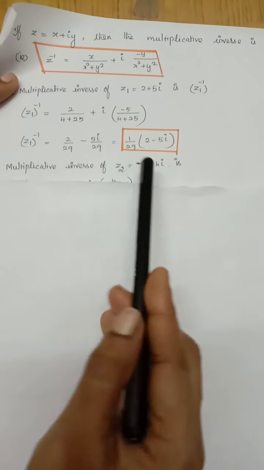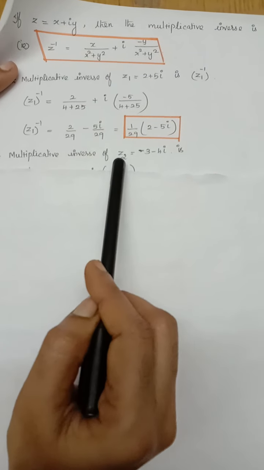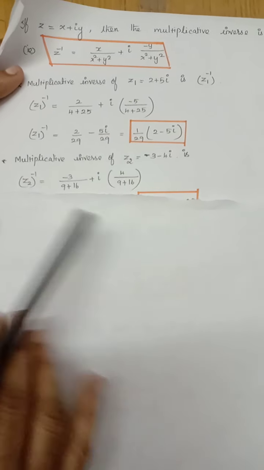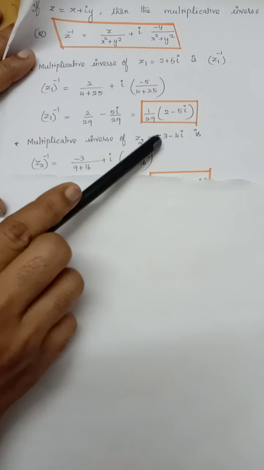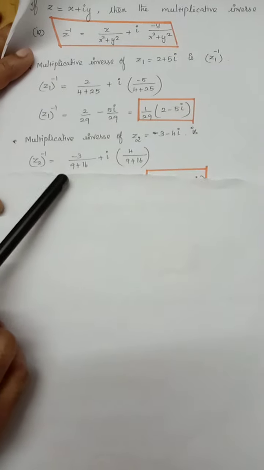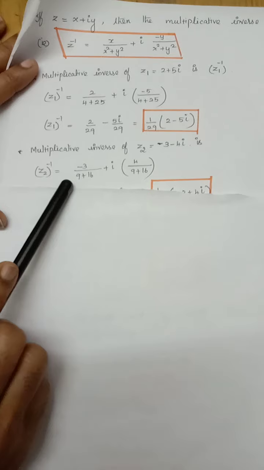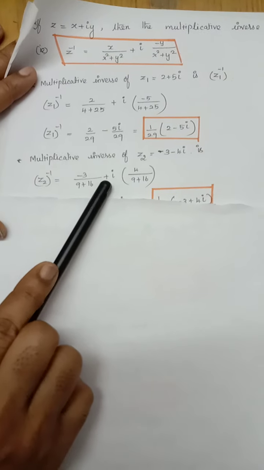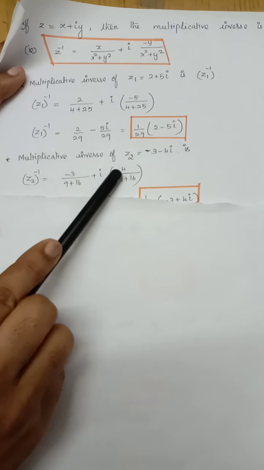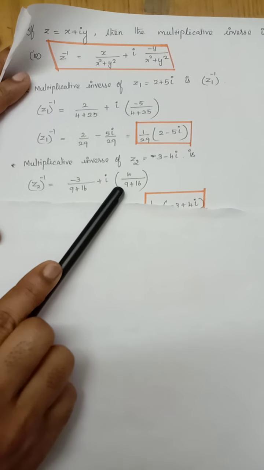Take the next complex number, minus 3 minus 4i. What is asked? Multiplicative inverse. So how will it be denoted? z2 inverse. Using this formula, what is your x? x is minus 3 and y is minus 4. So x squared is 9 and y squared is 16. So plus i into, here what you have to write? Minus y. So minus of minus 4, that is plus 4, divided by 9 plus 16. So you will get this answer.